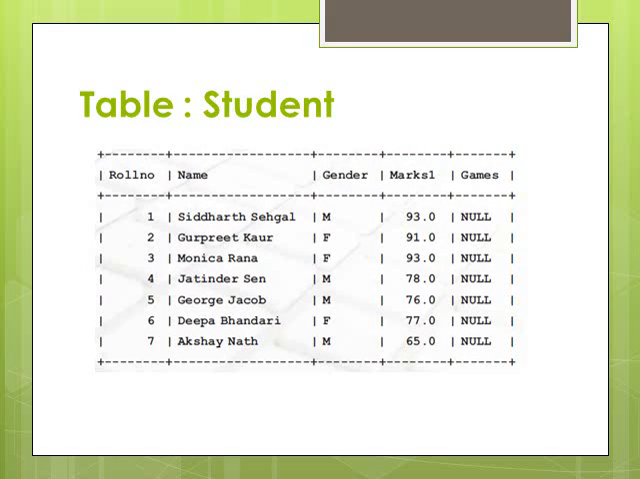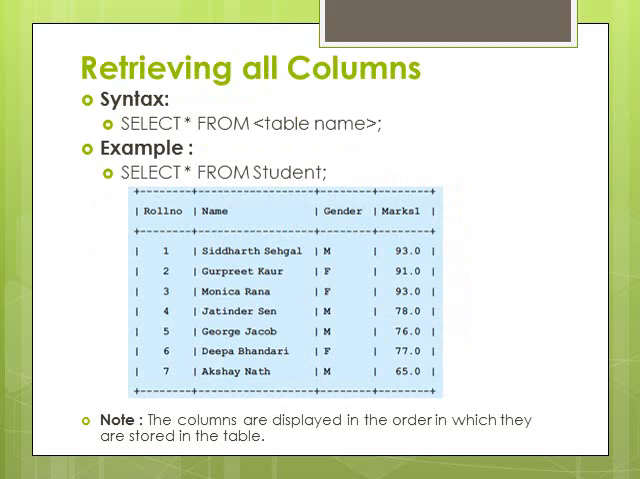In this table we have 7 records, and we will use this table for the further SQL queries using the select statement. The select command can be used to see all the columns of the table, and the syntax to retrieve all the columns of a table is select star from table name. In this example our table is student, so the command will be select star from student. You can see all the records in the student table get displayed.